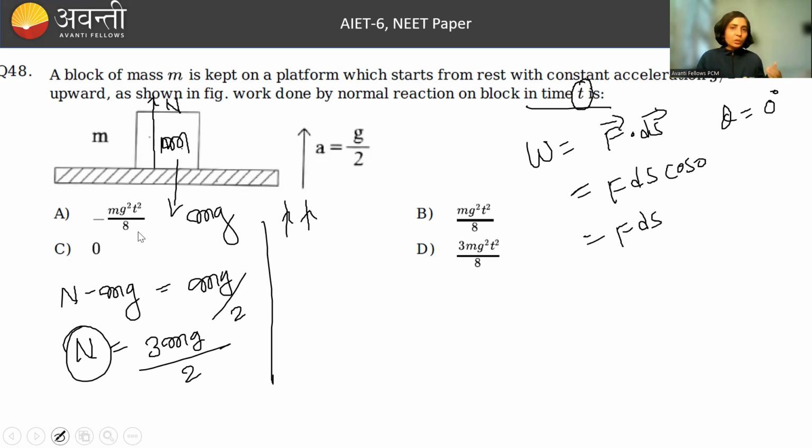Now force will also not change with time. It will remain constant, 3 mg by 2, because mass is not going to change, g is not going to change. So this is 3 mg by 2. Now we need to calculate displacement. So use the equation of motion.